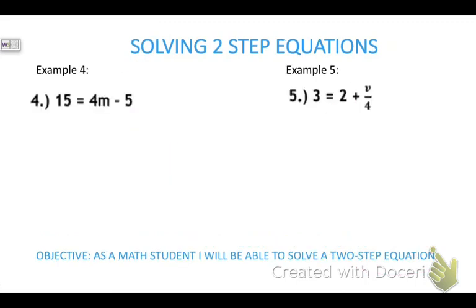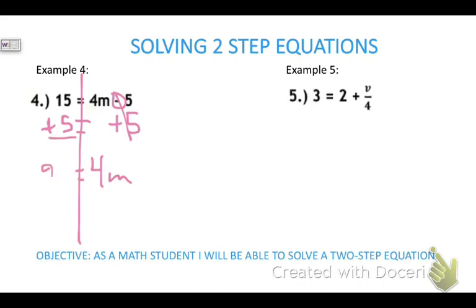Number 4. Example number 4. It looks like this. We're going to draw a line down the middle. Here's our subtraction. Let's do the inverse. The inverse of subtracting 5 is adding 5. We must do it to both sides to balance out the equation. And this creates a zero pair. 4m comes down here. And 15 added to 5 is 20.